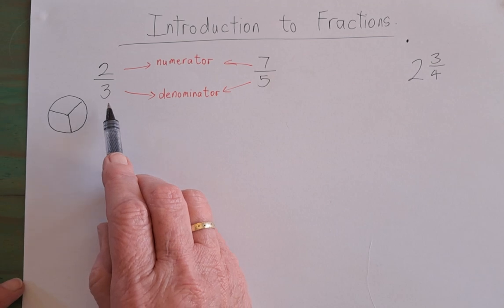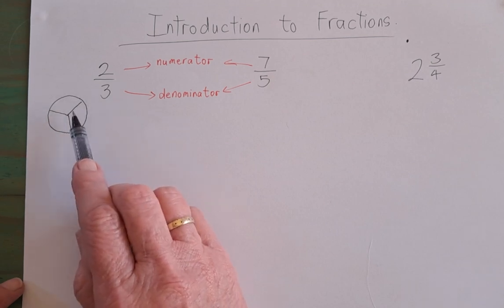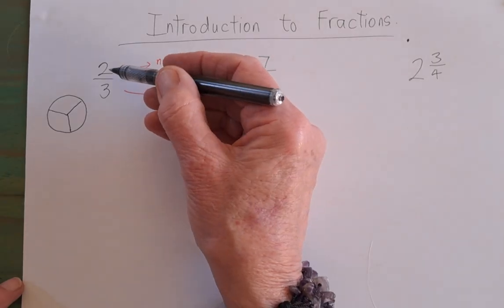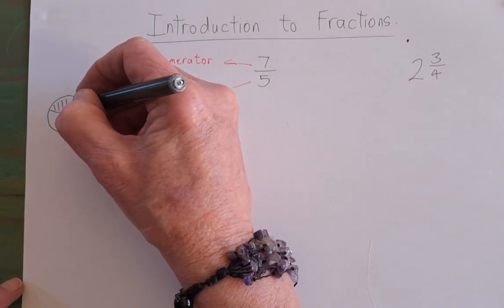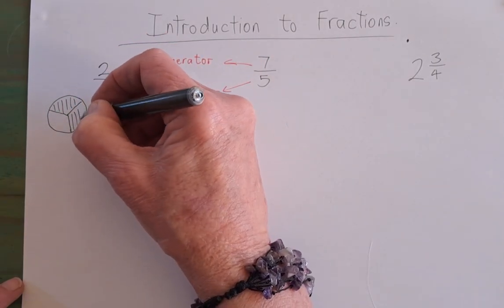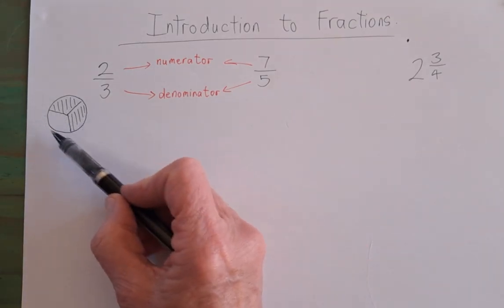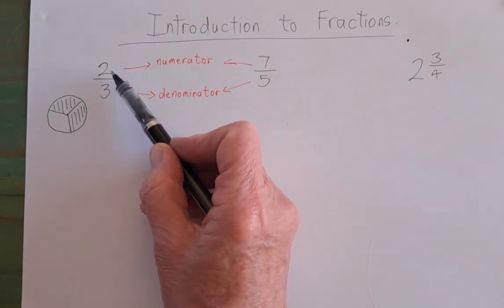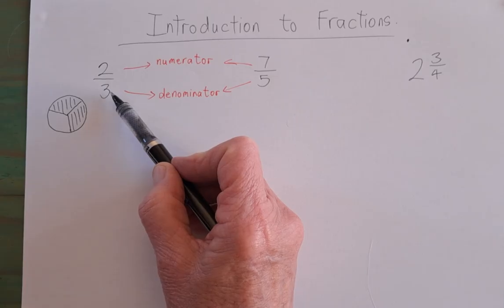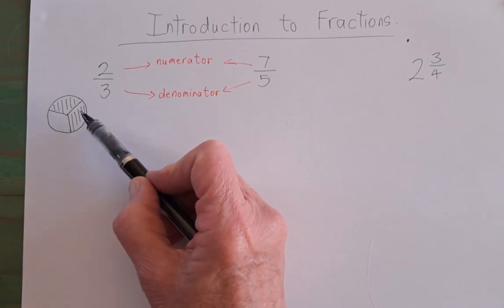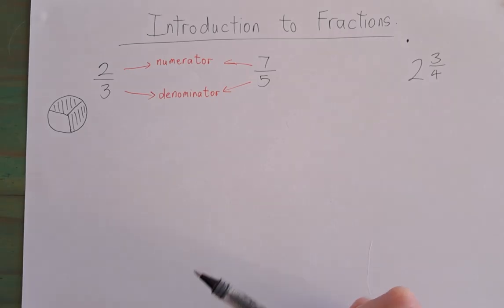So I have a pizza. It's been cut into the number of slices that the denominator is telling me. I then look at my numerator, and that is telling me that I ate, or I shaded in, 2 of the slices. So diagrammatically, that's what 2/3 or 2 over 3 looks like. Denominator tells me how many slices. Numerators tell me how many I ate.